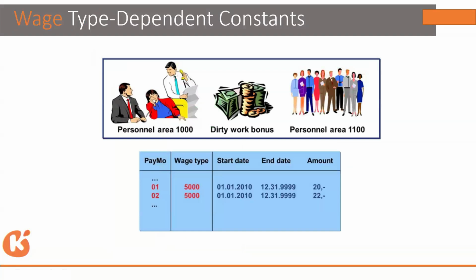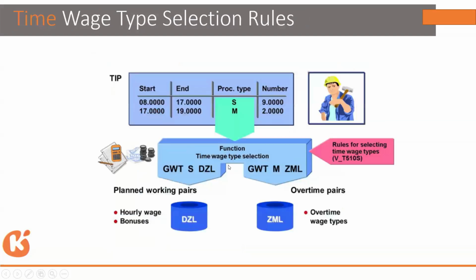Now here you can see this is another example of time wage type dependent data which is coming from the time. So here you can see they're paying 20 rupees and 22. And then here you can see S means plan working time, N means overtime, which means here the employee has done 2 hours of overtime and 9 hours of plan working time. So here you can see plan working time is showing in the table DZL, and overtime is showing in ZML, right? So like this, you can figure it out.